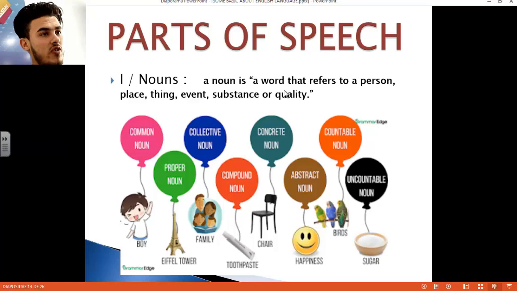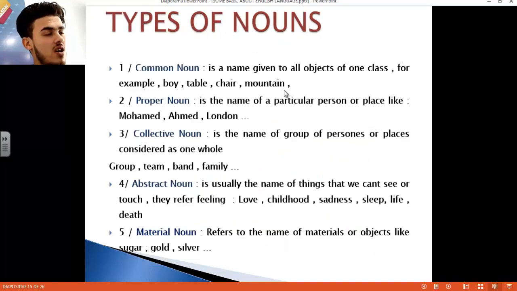So let's move to another part of our lesson, which is the parts of speech. First, we have to deal with nouns. What is a noun? What is its nature? And what is its role in the sentence? A noun is a word that refers to a person, a place, a thing or event, substance or quality, and we have 8 types of them: common noun, proper noun, collective noun, compound, concrete and abstract, and countable and non-countable nouns.